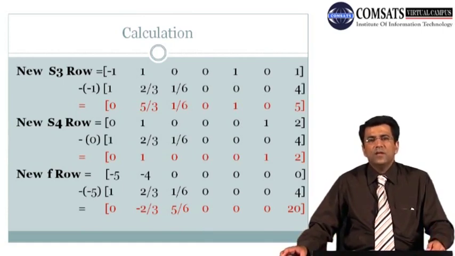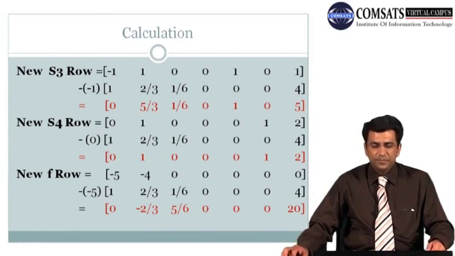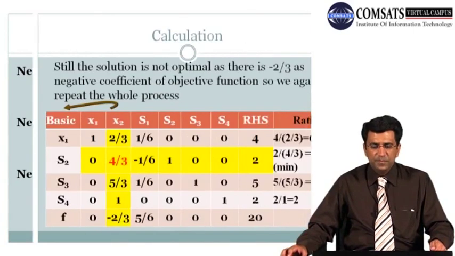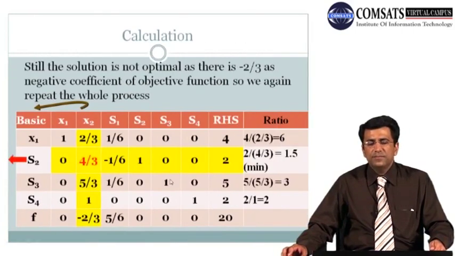So what we'll have to do now, we'll have to replace all of these rows in the previous table. First of all, it is always better to replace your old pivot row by the new pivot row. So this is our new table. What we did in this table, we have replaced the old pivot row by the new pivot row, and again we have replaced all the other rows other than the pivot rows.